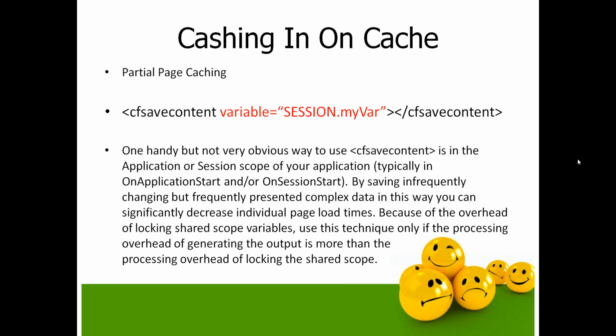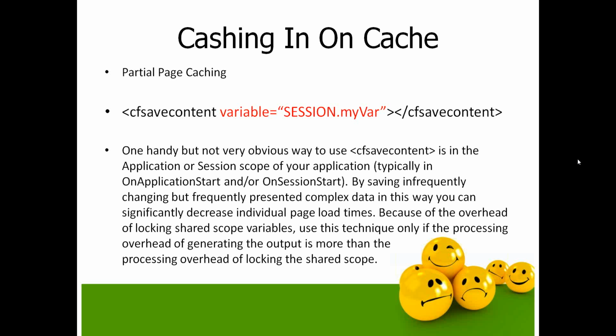This is kind of a trick, more or less. But using CF save content and then storing to your session or application scopes, I suppose. If you want to save it across all requests in a session, the request scope, it's kind of pointless, I suppose. But in any case, you can save content to your session scope and then check to see if that variable is stored in your session and has a length. And if it is and does, then you can just spit out that variable instead of going through the processing that is done between CF save content. So this is the way to do partial page caching.